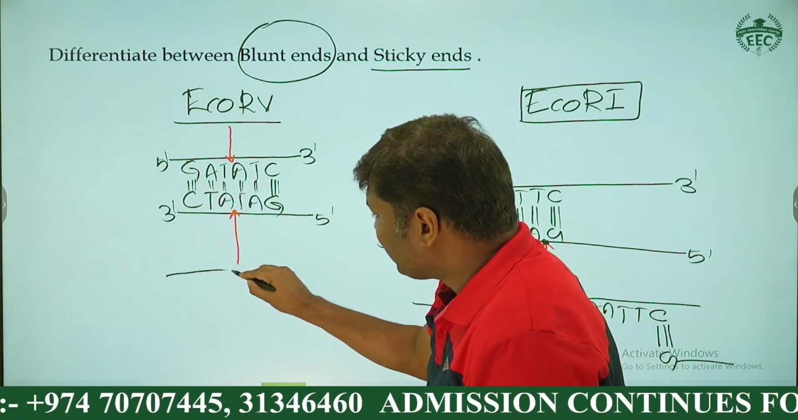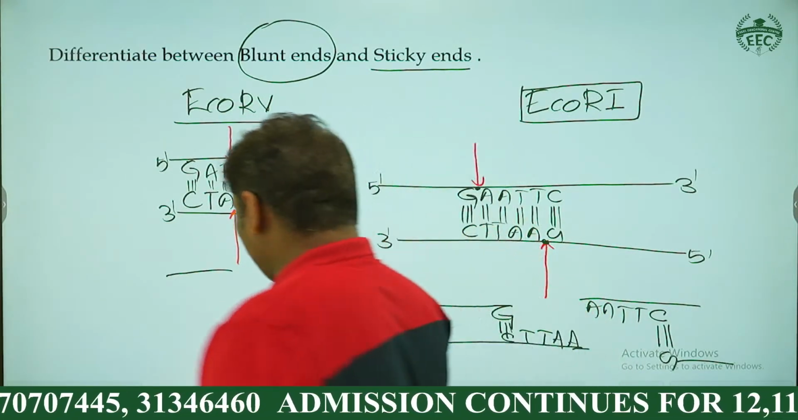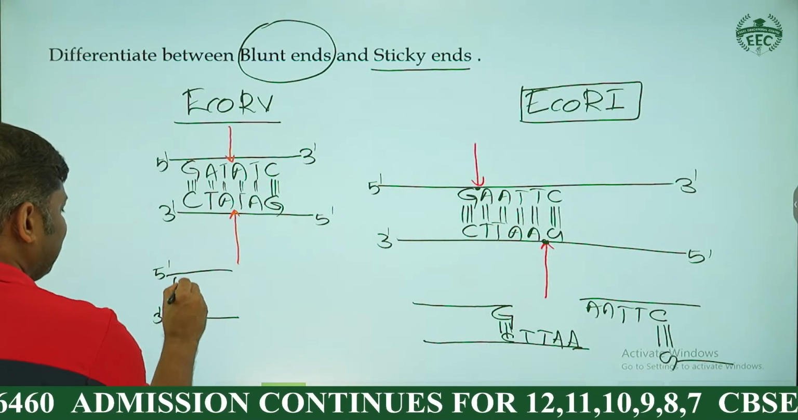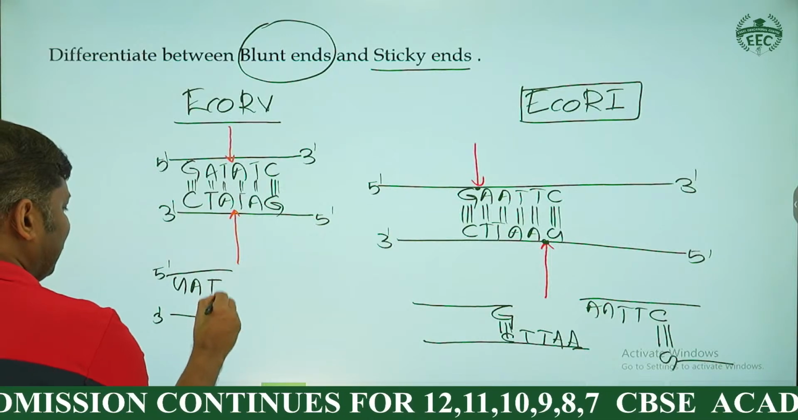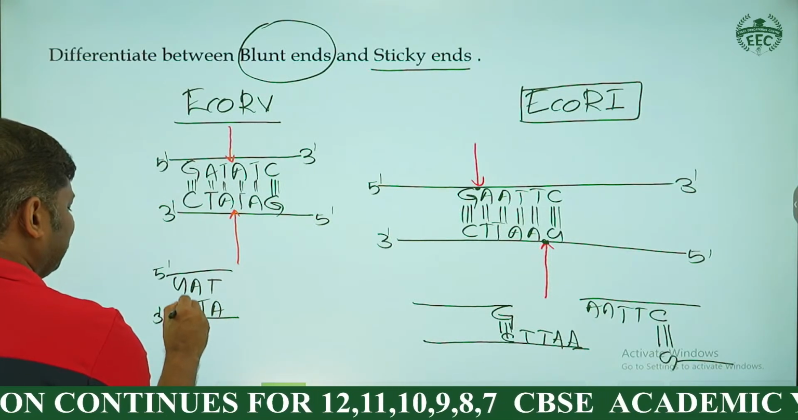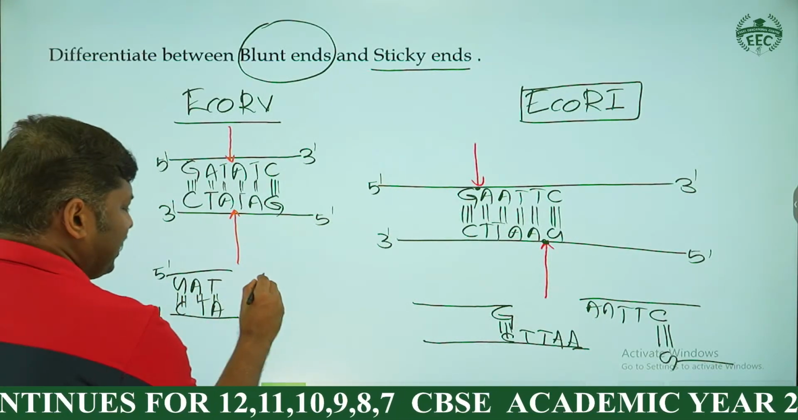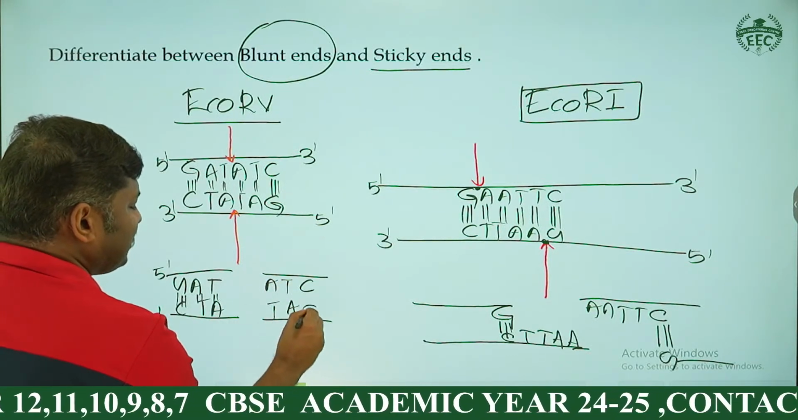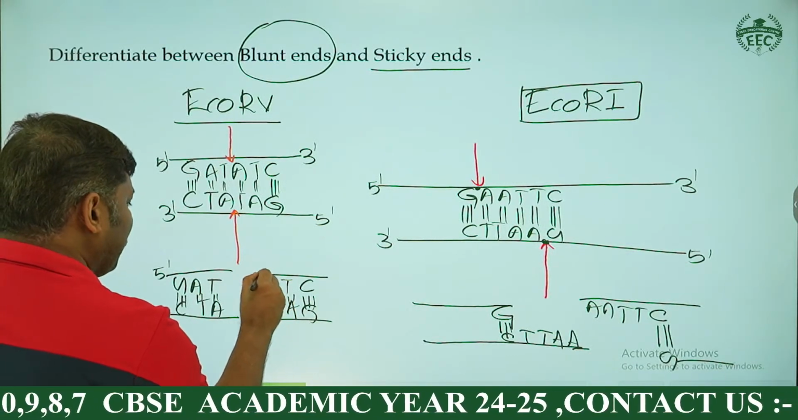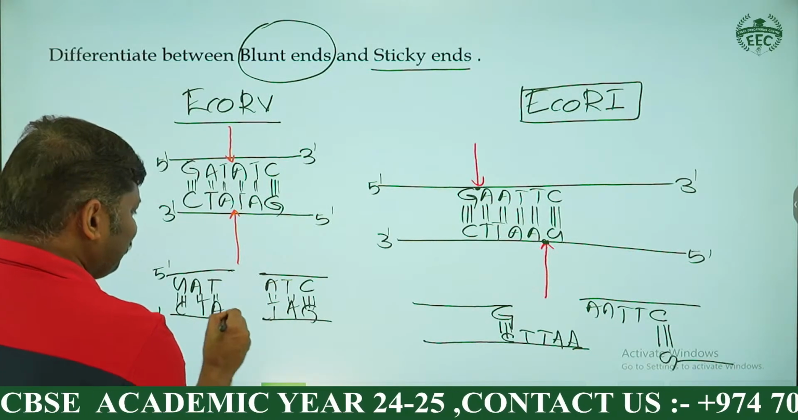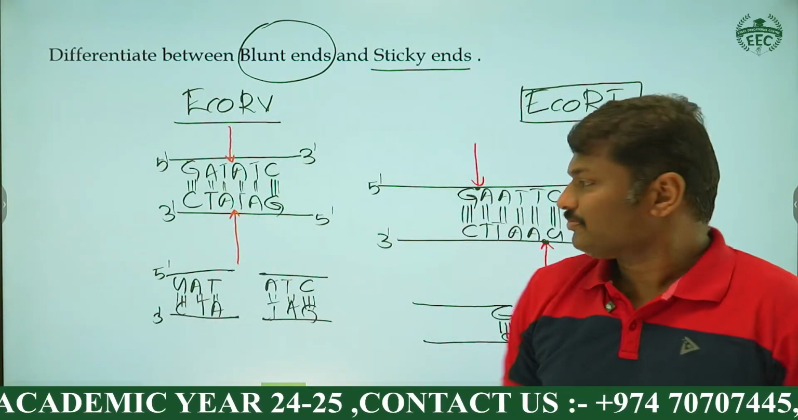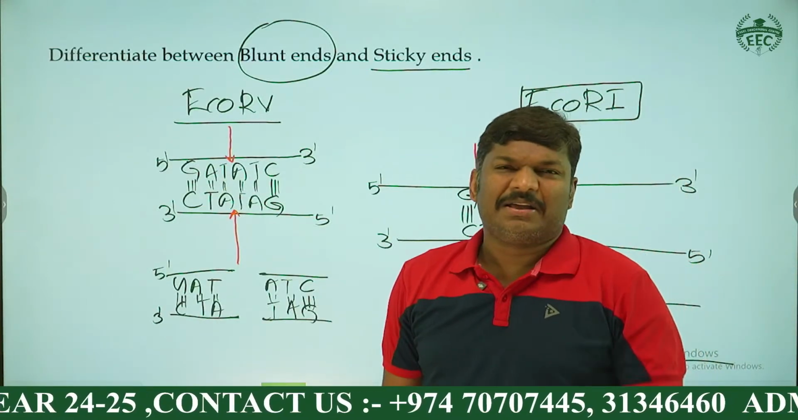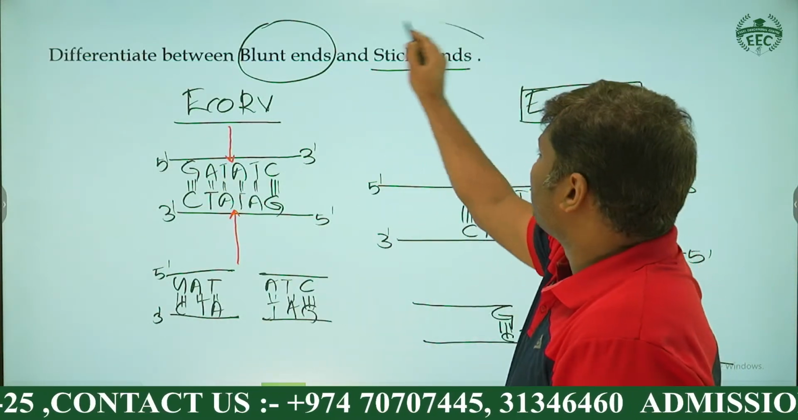When I draw the diagram, look at the board, please. Here you can see 5 prime, here 3 prime, here GAT will be there, and here ATC will be there, triple bond, double bond, double bond. Here another piece, this is ATC and TAG, and here triple bond, double bond, double bond. You can look at the two pictures. Here this is what we call the sticky end, and this is what we call blunt ends.